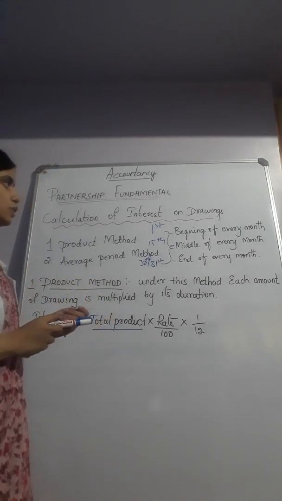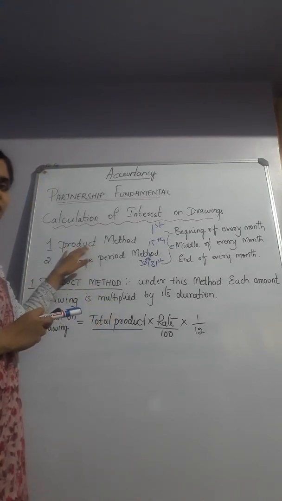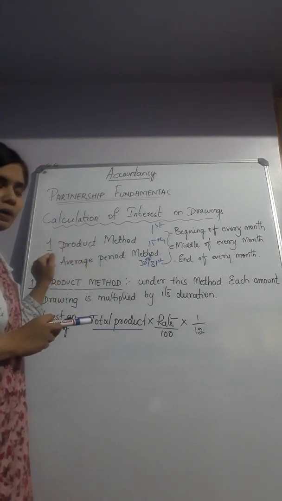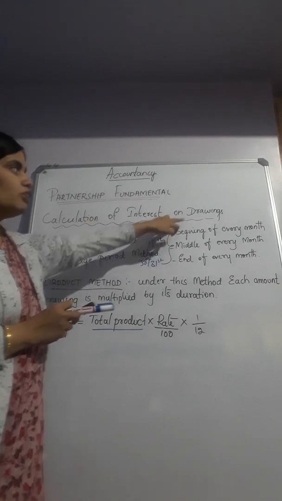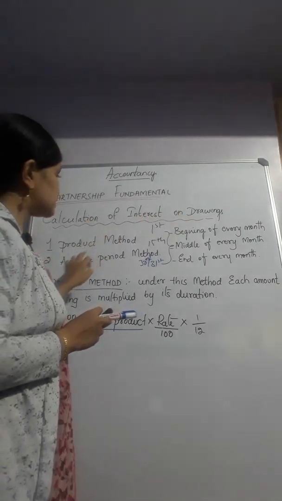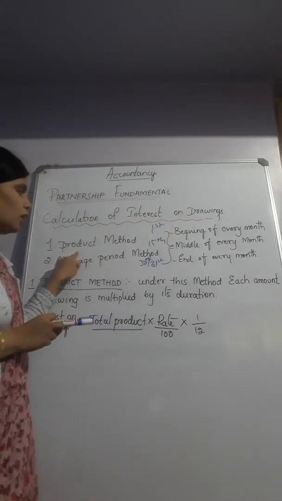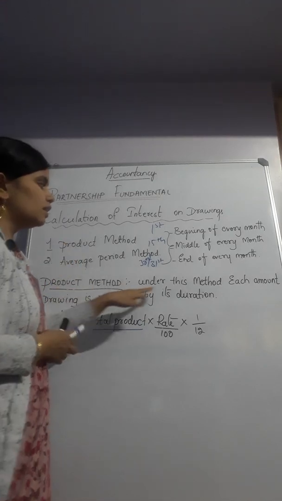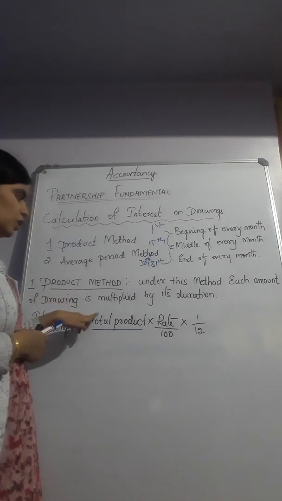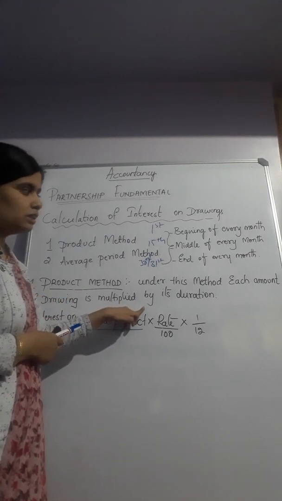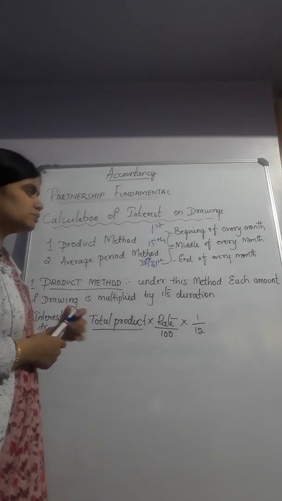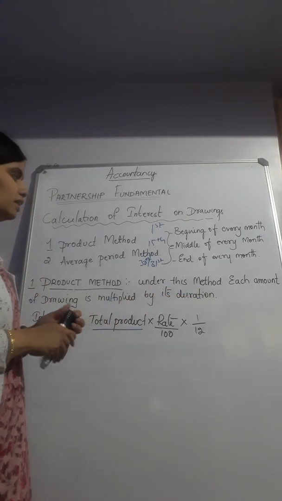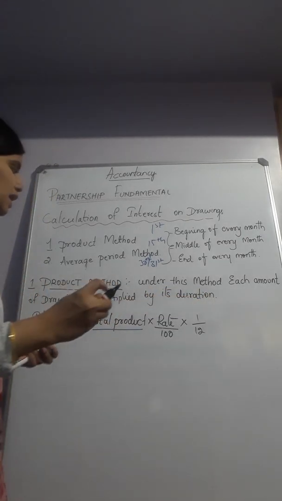Now, before starting the product method, we have to know what this product is. Product is nothing but the total amount of drawing of a partner. Under the product method, each amount of drawing is multiplied by its duration.